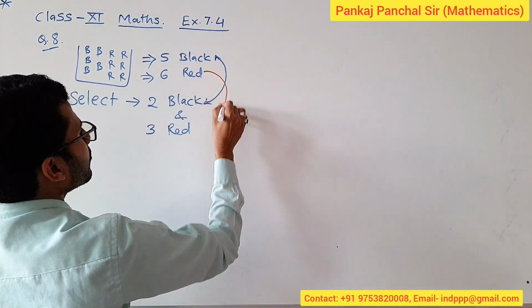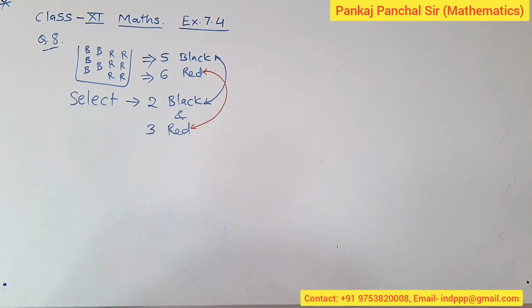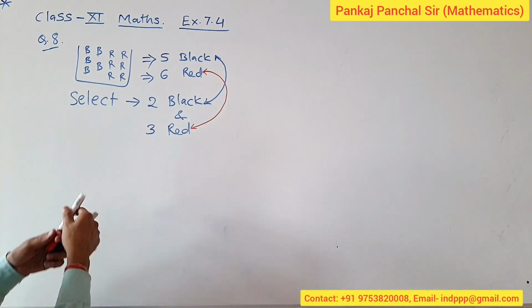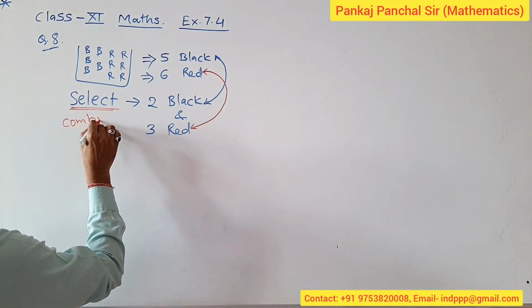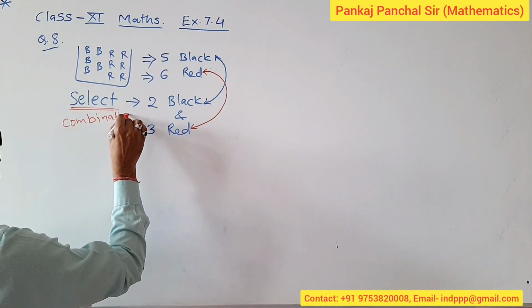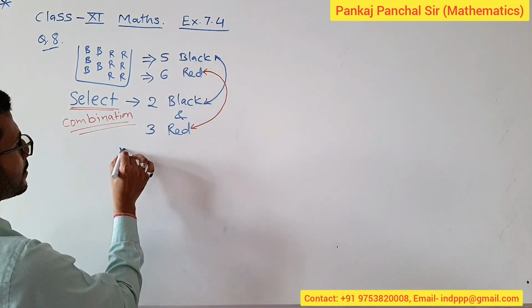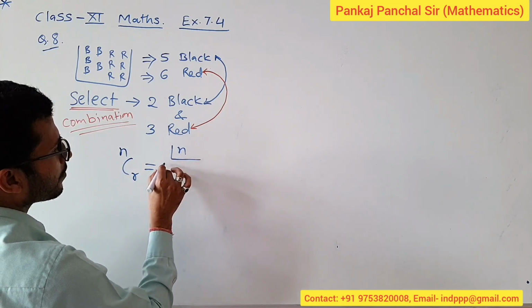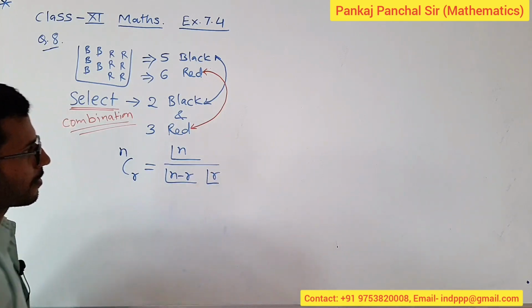From the 6 red balls, we will select 3 red balls, and from the 5 black balls, we are selecting 2 black balls. So select means this is a question of combination. So we will apply combination here. Now for combination we will apply nCr. nCr gives factorial n divided by factorial n minus r into factorial r.